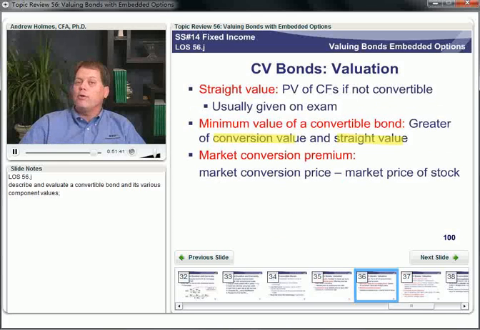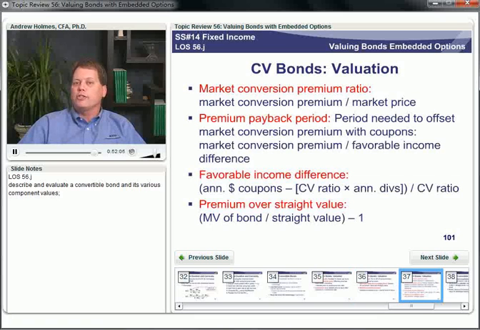Getting to the important part here, the market conversion premium is the market conversion price, which is $95, minus the $85 value of the stock, so that's going to equal $10. This would be like buying the stock at a $10 premium. The market conversion premium ratio is just this market conversion premium, $10, divided by $85. I think that's close to 12%.